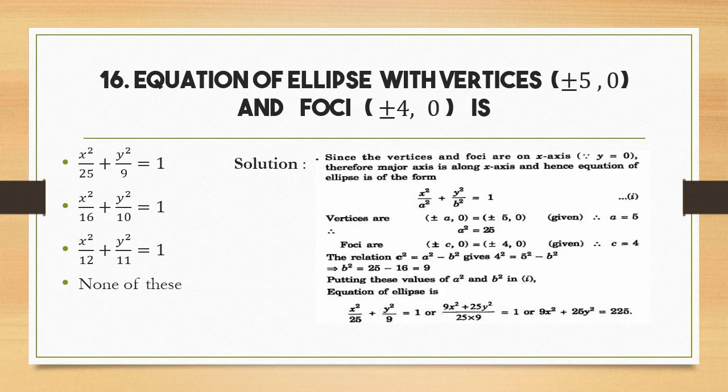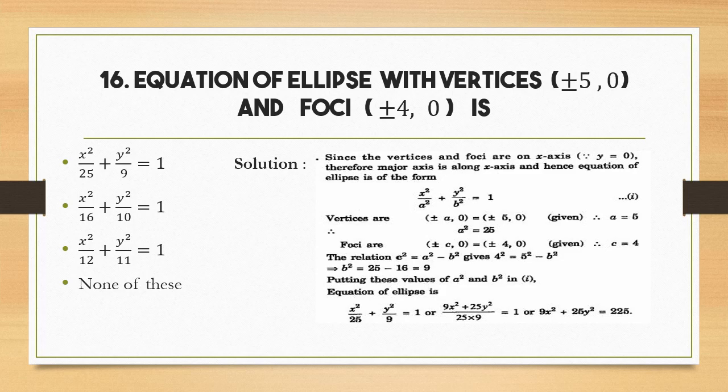Since vertices and foci are on the x-axis, the major axis is always along the x-axis. I told you in my videos, always keep in mind: if foci lie on the x-axis, y points are absent, or if y points are absent, foci lie on the x-axis. Therefore, if vertices and foci are on the x-axis, the major axis is along the x-axis, and the equation is x square by a square plus y square by b square equal to 1, and vertices are usually denoted by (a, 0) and (minus a, 0).